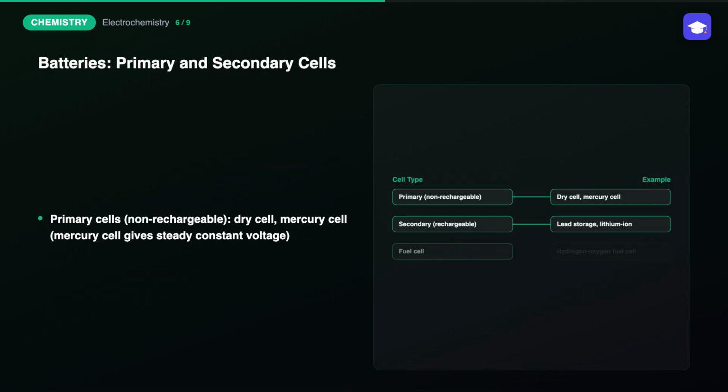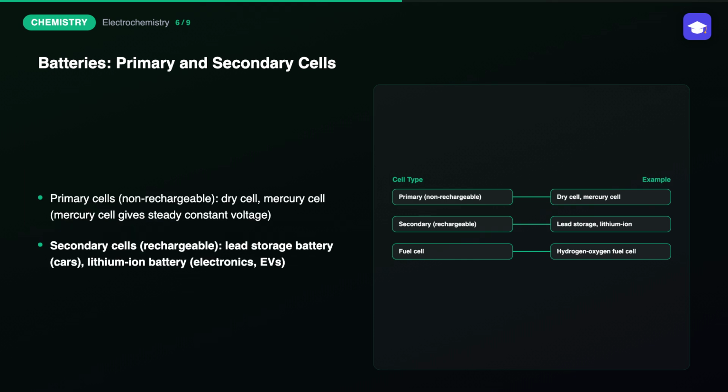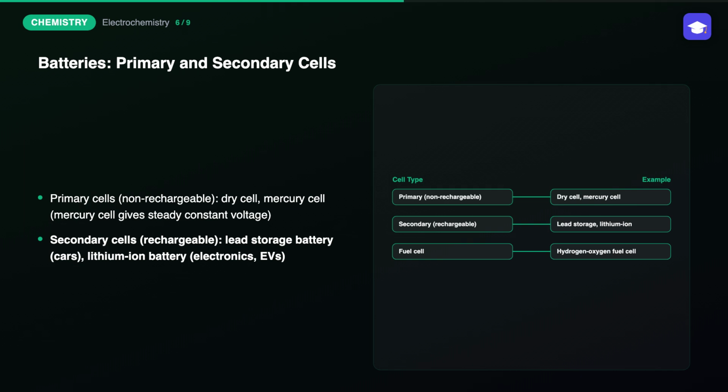Primary cells are single-use, non-rechargeable batteries where the underlying electrochemical reaction is not practically reversible. The dry cell, using a zinc container as anode and a carbon rod surrounded by manganese dioxide paste as cathode, and the mercury cell, offering a notably steady constant voltage output throughout its discharge lifetime, are classic examples. Secondary cells, by contrast, are rechargeable, since passing external current back through them in reverse can restore the original reactants, driving the discharge reaction backward.